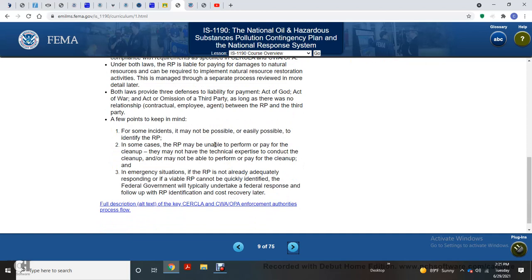A few key points to keep in mind. First, it may not easily be possible to identify the responsible party. Second, in some cases the responsible party may be unable to perform or pay for the cleanup. They may not have the technical expertise to conduct the cleanup, or may not be able to pay for or perform it. And third, the emergency situation. If the responsible party is not already adequately responding, or cannot be quickly identified, the federal government will typically undertake the federal response, with responsible party identification and cost recovery later.